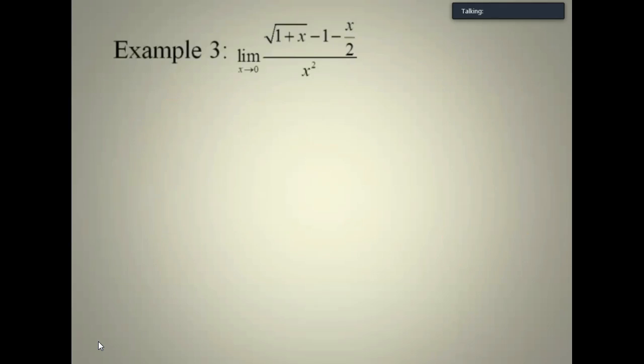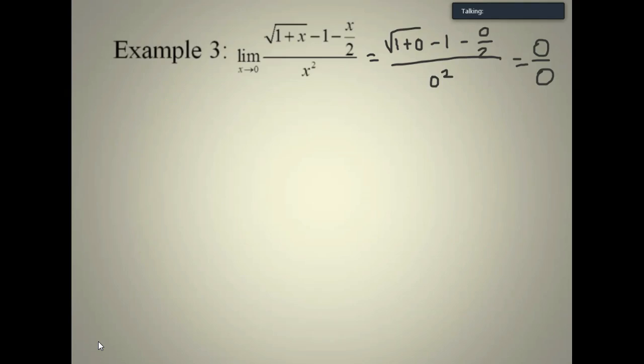Okay? So once again, this would have been a problem back in the day that you had to use your complex conjugate. Because when you plugged in 0, you would have had the square root of 1 plus 0 minus 1 minus 0 over 2 all over 0 squared. Square root of 1 is 1. 1 minus 1 is 0. 0 minus 0 is 0 over 0.